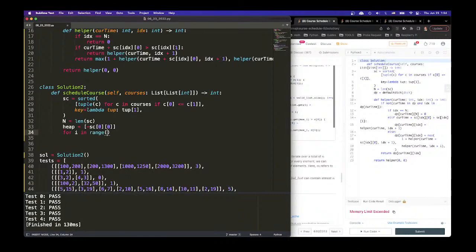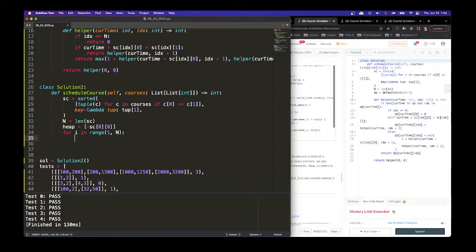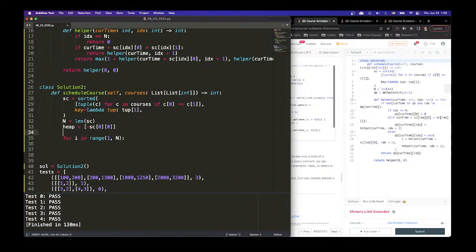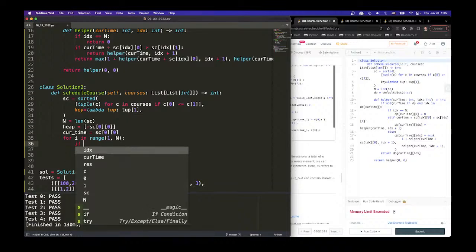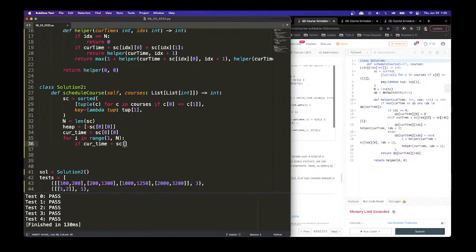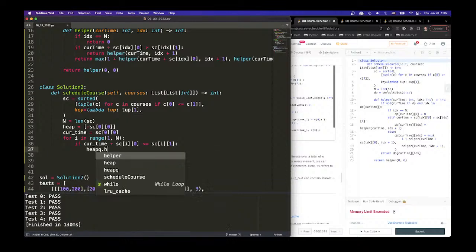Now we say for i in range 1 to n. We say, if current time plus SC[i][0], the duration, is smaller or equal to SC[i][1], so we can take it, then heapq.heappush heap, minus this.